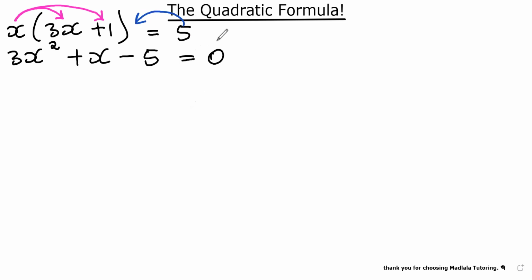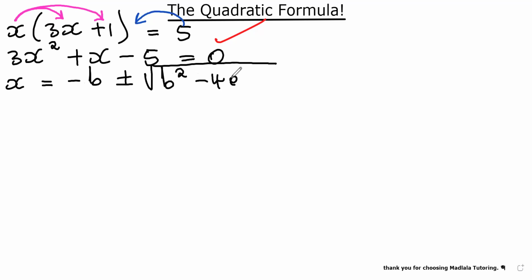Now you have a mark for this. Then now it's time for you to state the quadratic formula. You say, well, x equals negative b plus or minus the square root of b squared minus 4ac, and this is divided by 2a.